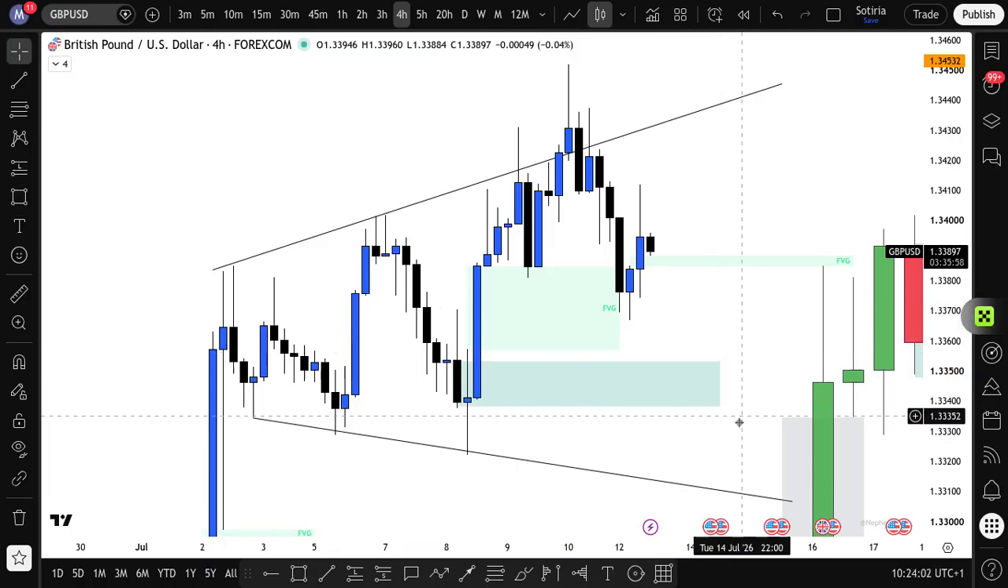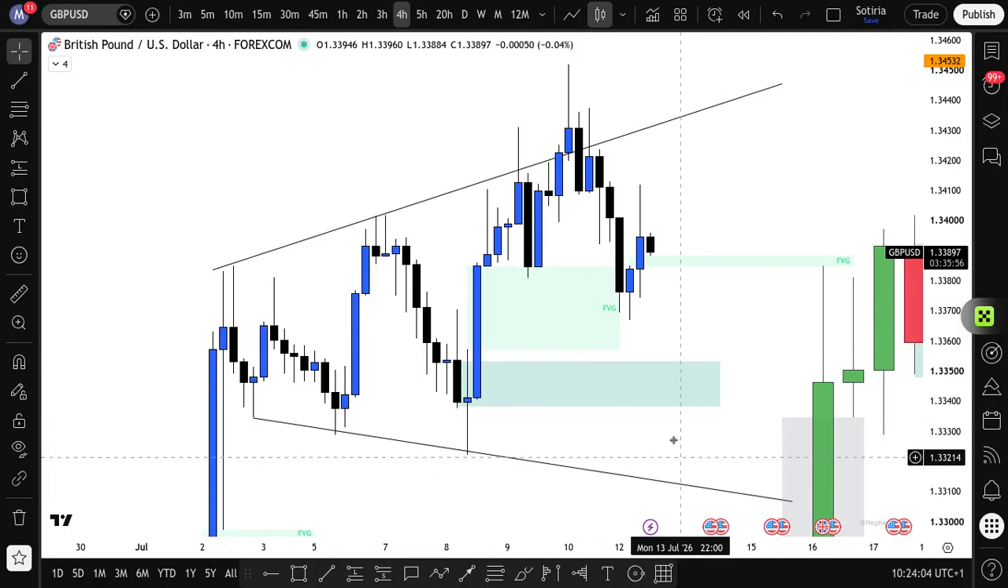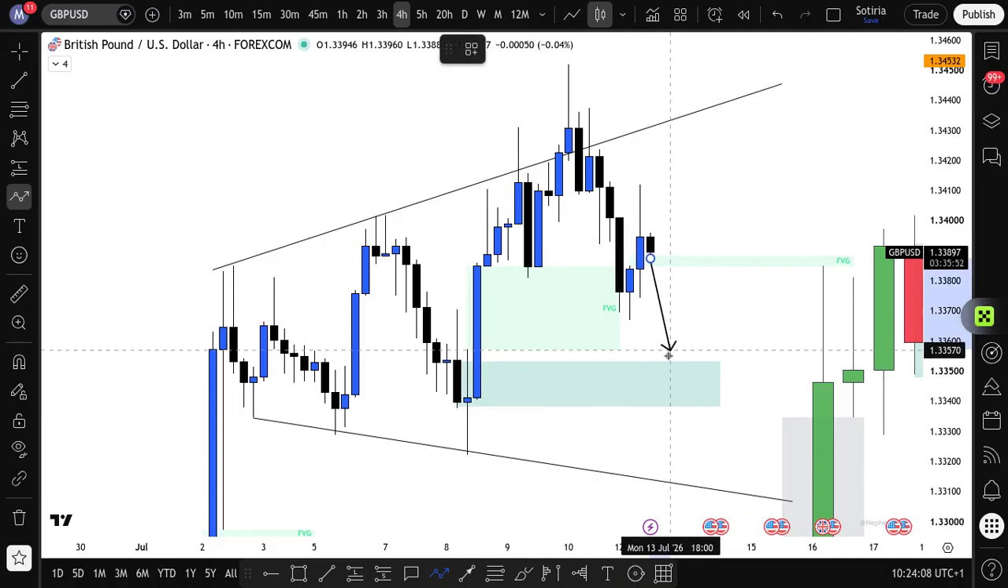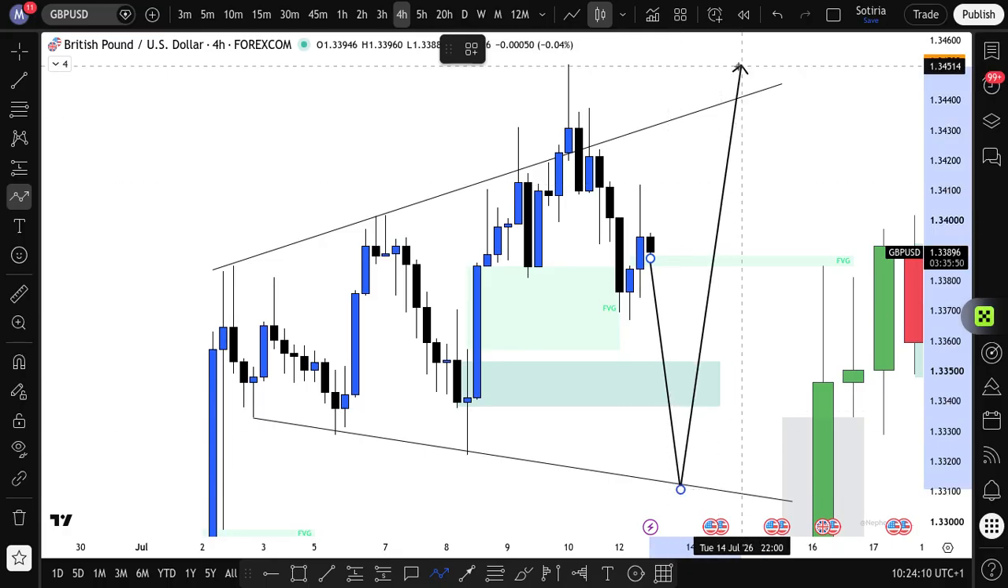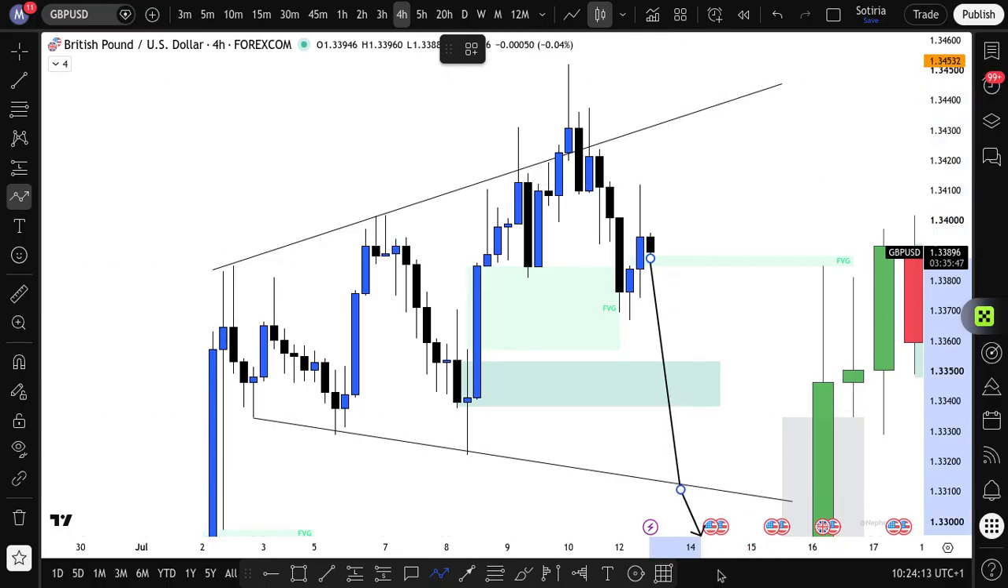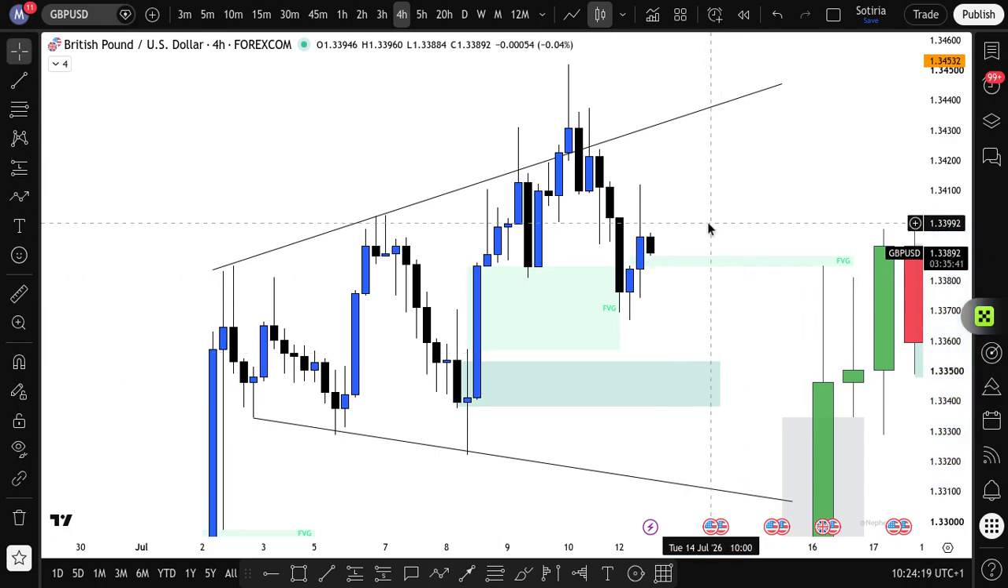This looks very good, but very risky, because we might see price come down to this point and then decide to go up, or price just breaks out from here, because now the tension of the war is coming up again. Tension is coming up again.